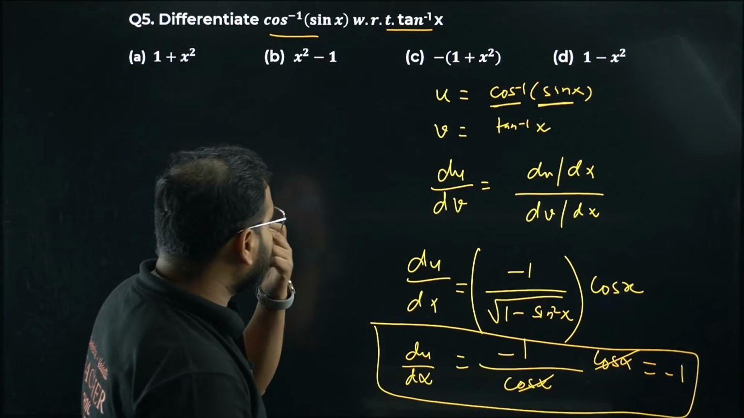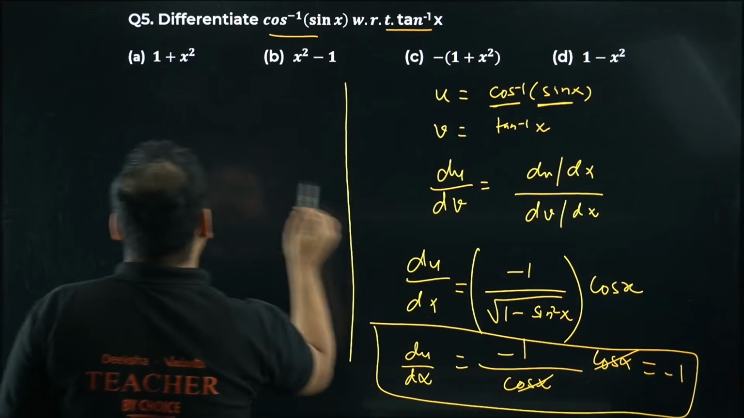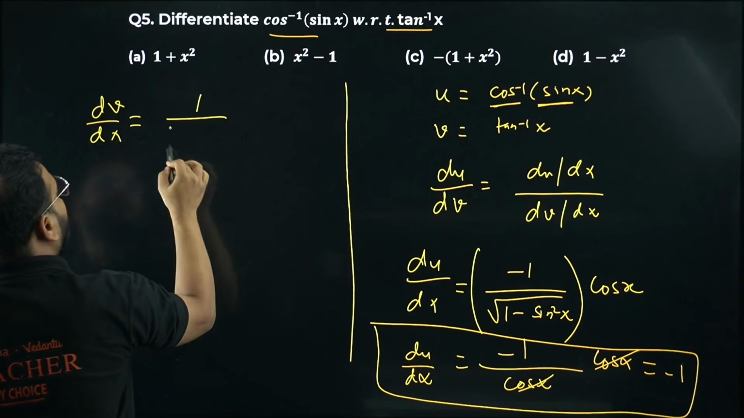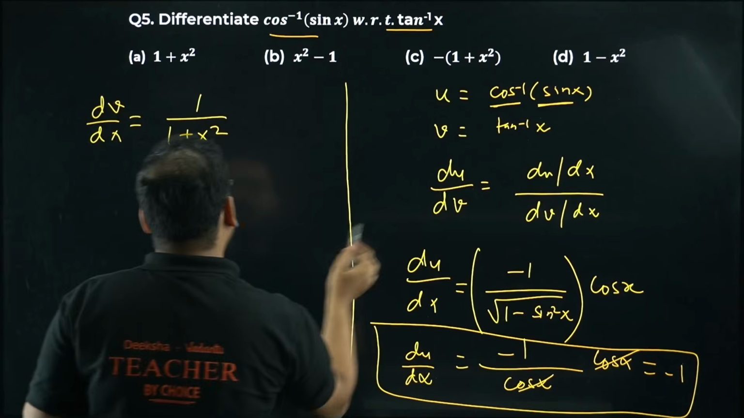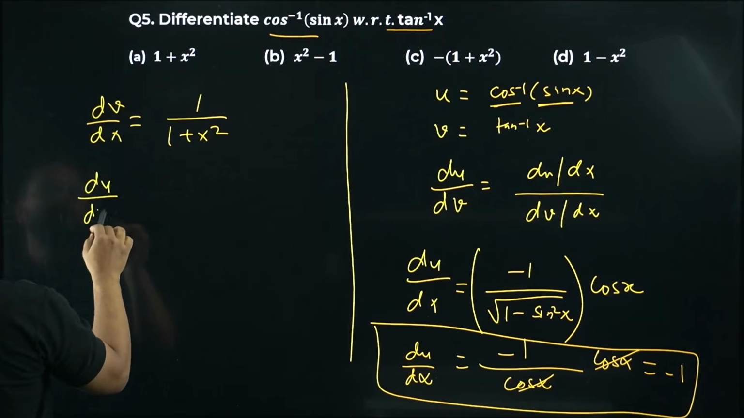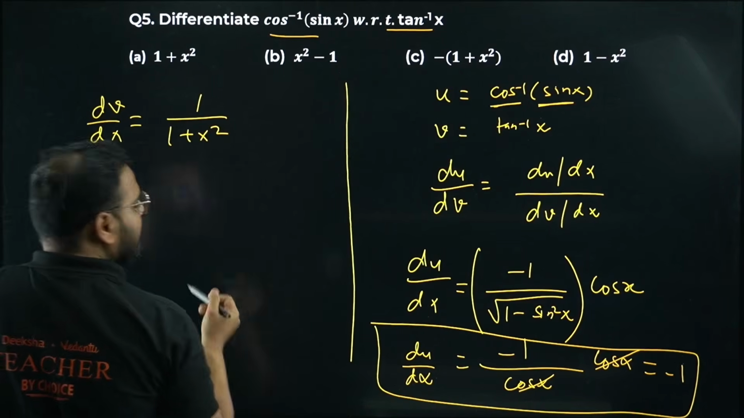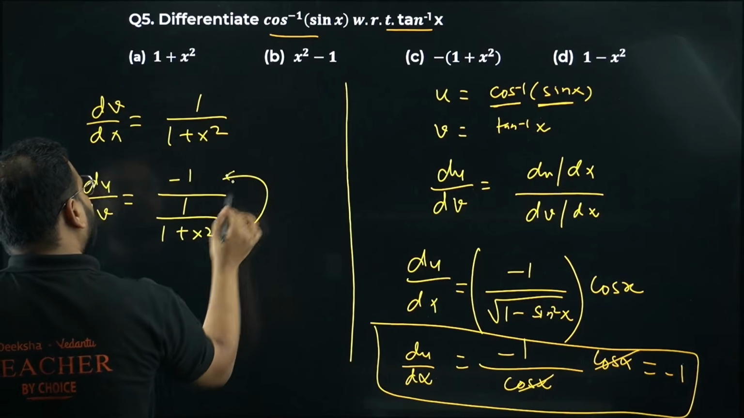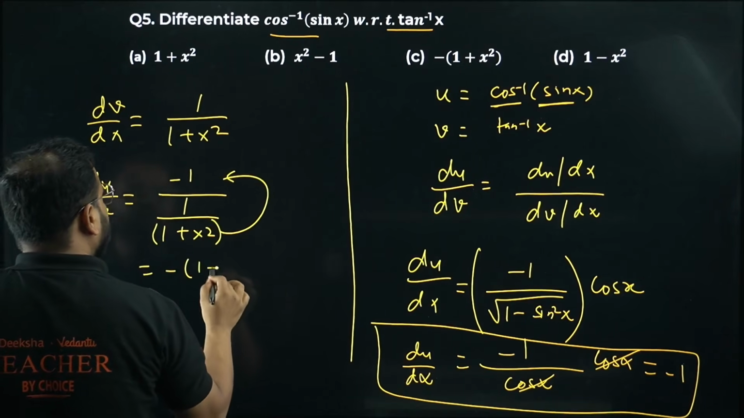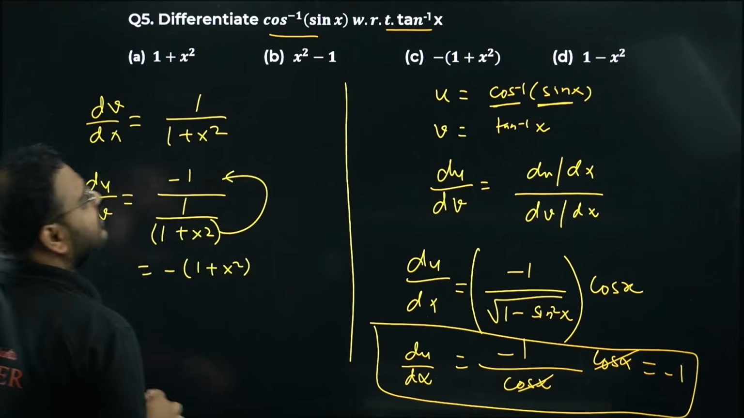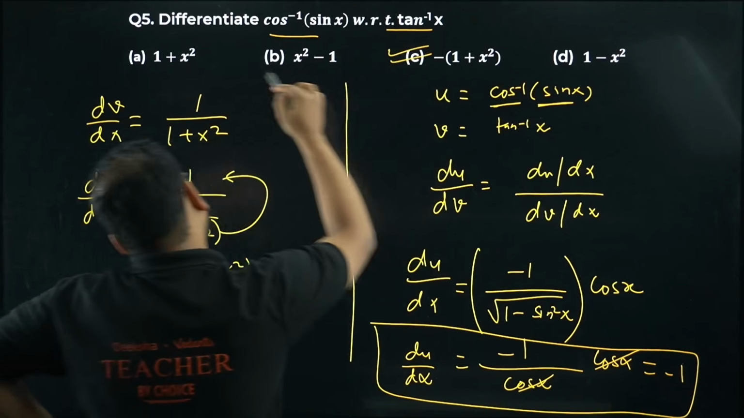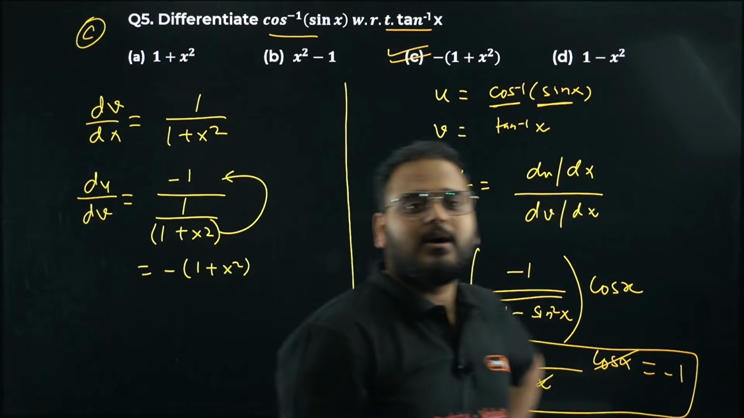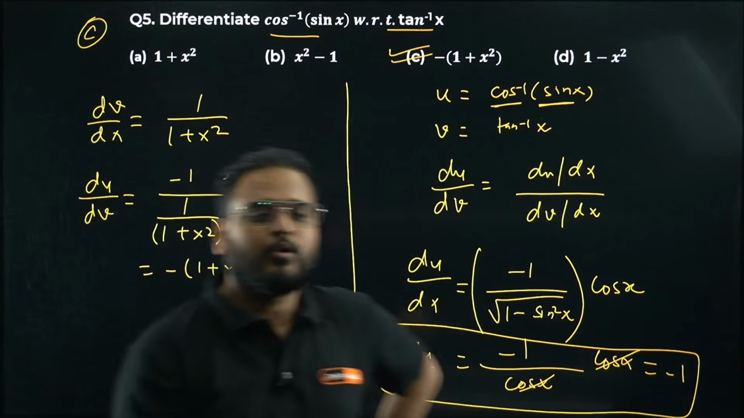Next we'll do dv by dx. dv by dx will become the derivative of tan inverse of x, simply 1 upon 1 plus x square. Now let's find du by dv. What I get is minus 1 upon 1 plus x square, and the whole thing will go up. It will become minus 1 times 1 plus x square. The answer is option number C. Please check. I hope this question is making sense to you. Let's have a look one more time.